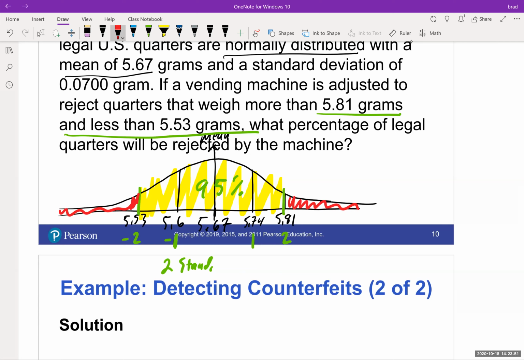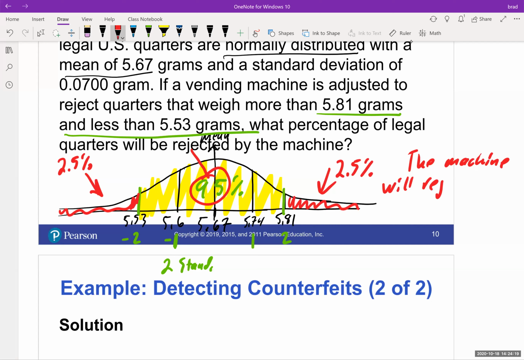So it says what percentage of legal quarters will be rejected by this machine? Now think about it. You got this area and this area. How are we going to find that? Well, if 95% is in the middle, how much are on the edges? Well, that means that this has to be 2.5% and this has to be 2.5% for a total of 5%. So the machine will reject approximately 5%. Okay, so it will reject approximately 5% of the quarters.